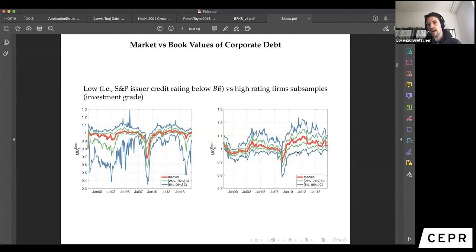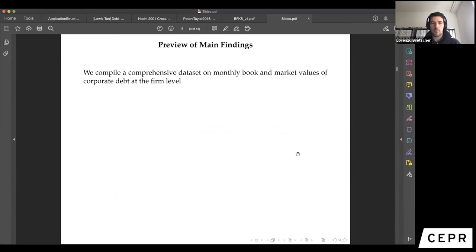Okay, so that's sort of the variation that we are going to exploit in our paper, or talk about in our paper. So in case I don't manage to finish, let me preview some of the main findings.